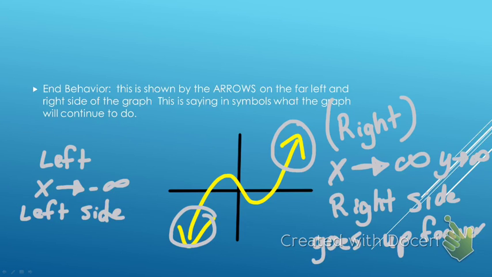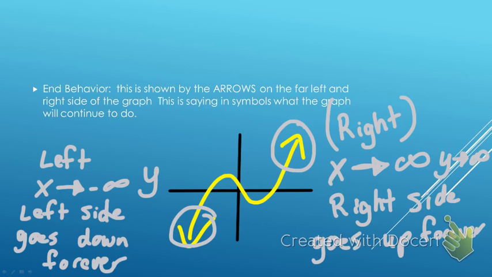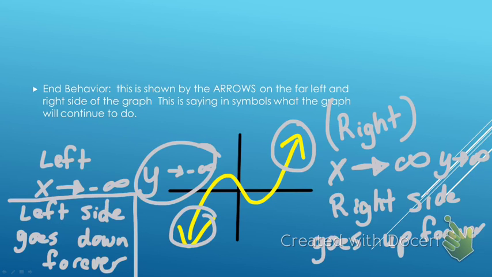And if you feel comfortable using the notation, feel free to, but you may want to say it in words just to make sure, in case you make a mistake. And the actual symbols for saying the y values go down forever would be y with an arrow and negative infinity. This statement and the box statement mean the exact same thing.